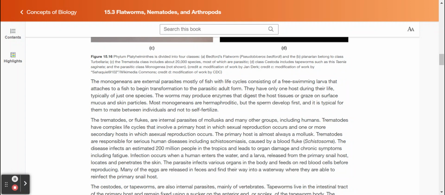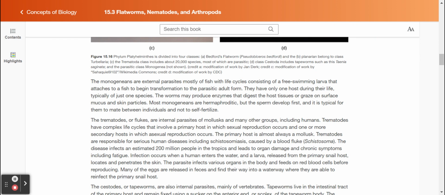The monogeneans are external parasites, mostly of fish, with life cycles consisting of a free-swimming larva that attaches to a fish to begin transformation to the parasitic adult form. They have only one host during their life, typically of just one species. The worms may produce enzymes that digest the host tissues or graze on surface mucus and skin particles.